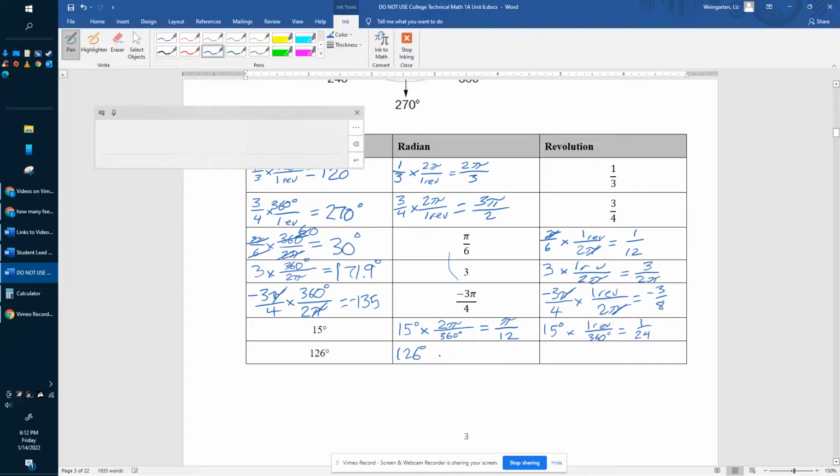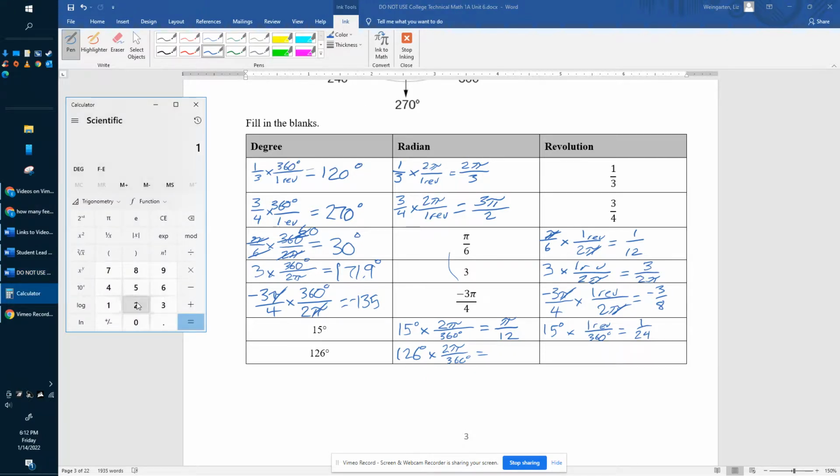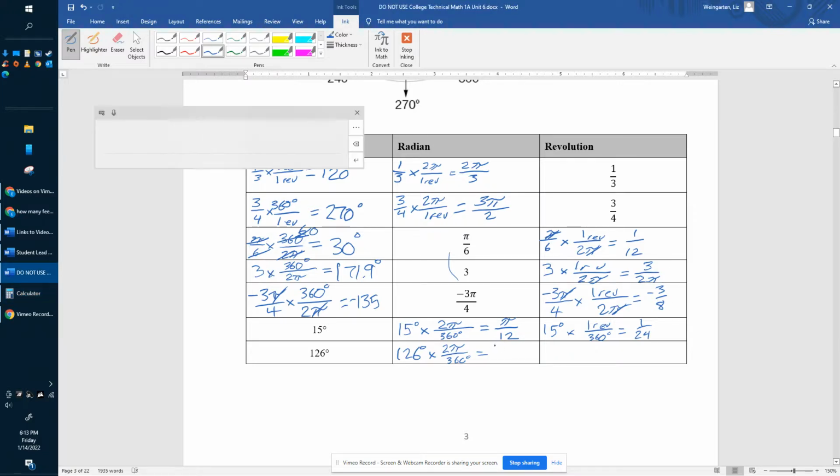126 degrees, we'll convert that into radians. So 126 times 2 divided by 360. 252 over 360 is 0.7, so that is 7/10. So 7 pi over 10.